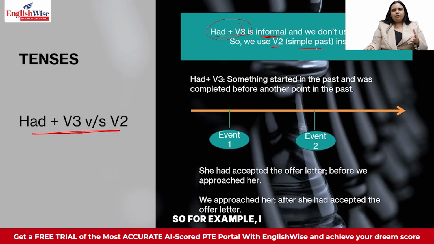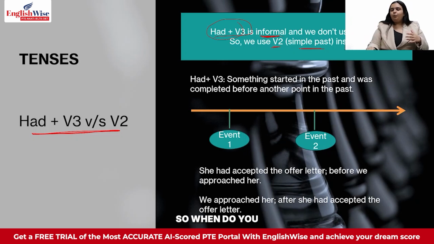So for example, I want to say that, okay, yesterday I had pizza. I will not say that I had made pizza yesterday, because yesterday is just like, say, 10-15 hours ago. So I won't say I had made pizza yesterday. I made pizza yesterday. So this is how we understand that had plus V3 has too much emphasis, and it is informal. We don't really use it when we have been given the option of simple past tense.